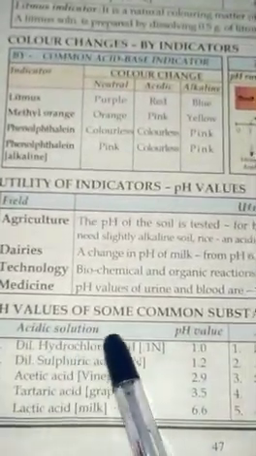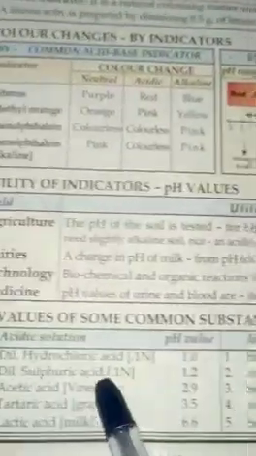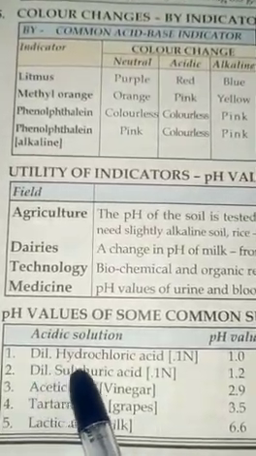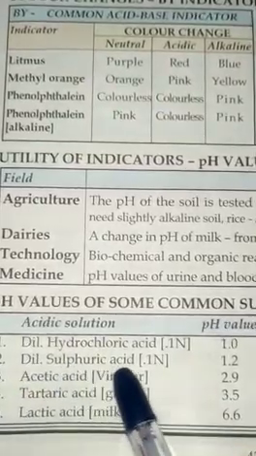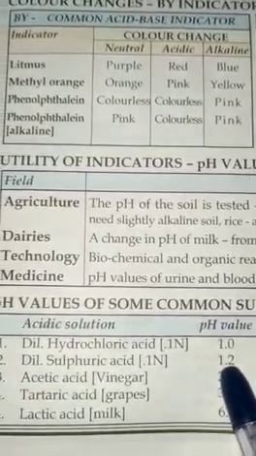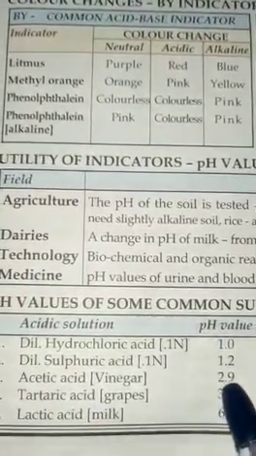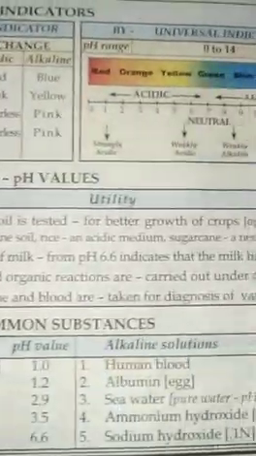Now here the pH values of some common substances are given. Just go through them. Like dilute hydrochloric acid, the pH value is 1.0. Then dilute sulfuric acid, it's 1.2. Acetic acid, it's 2.9. So you just go through these values.